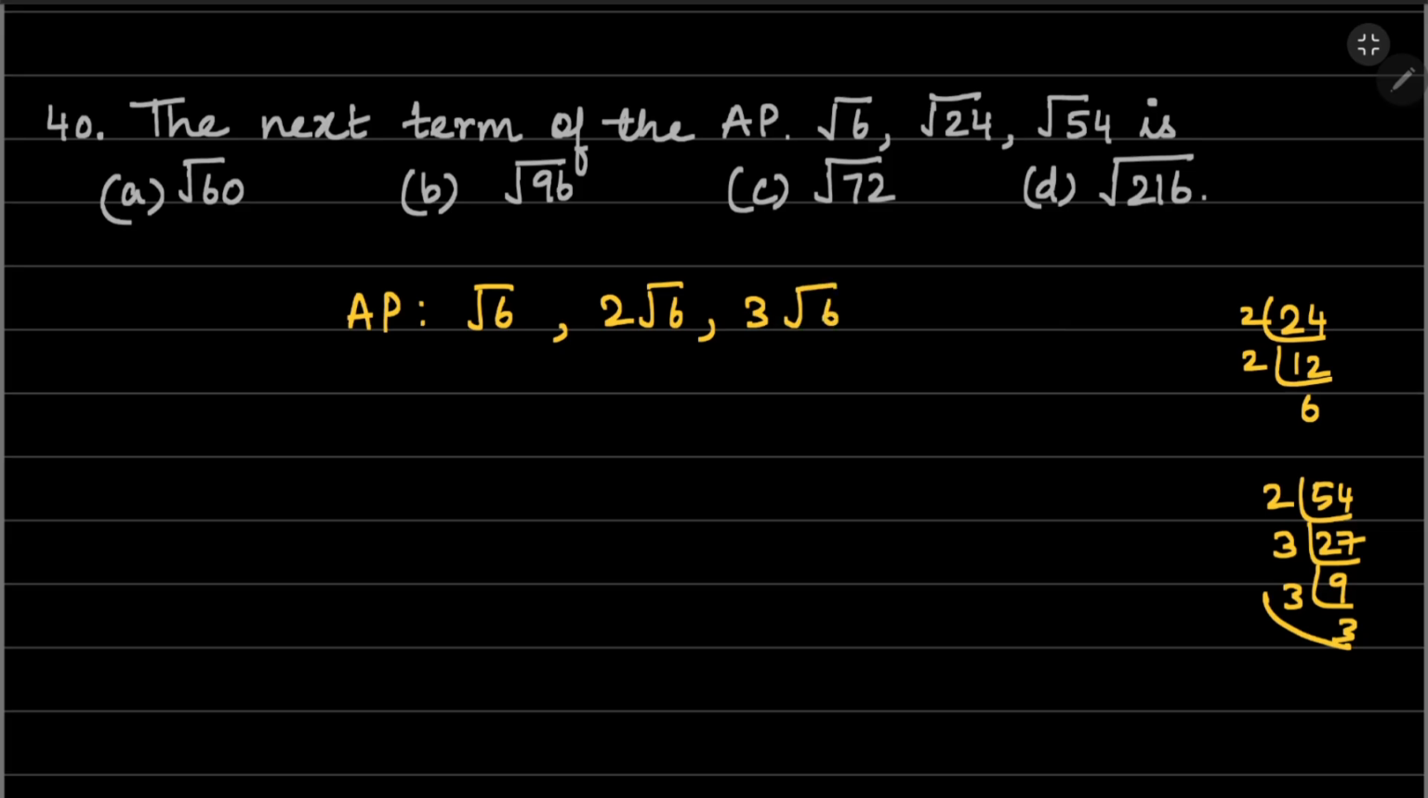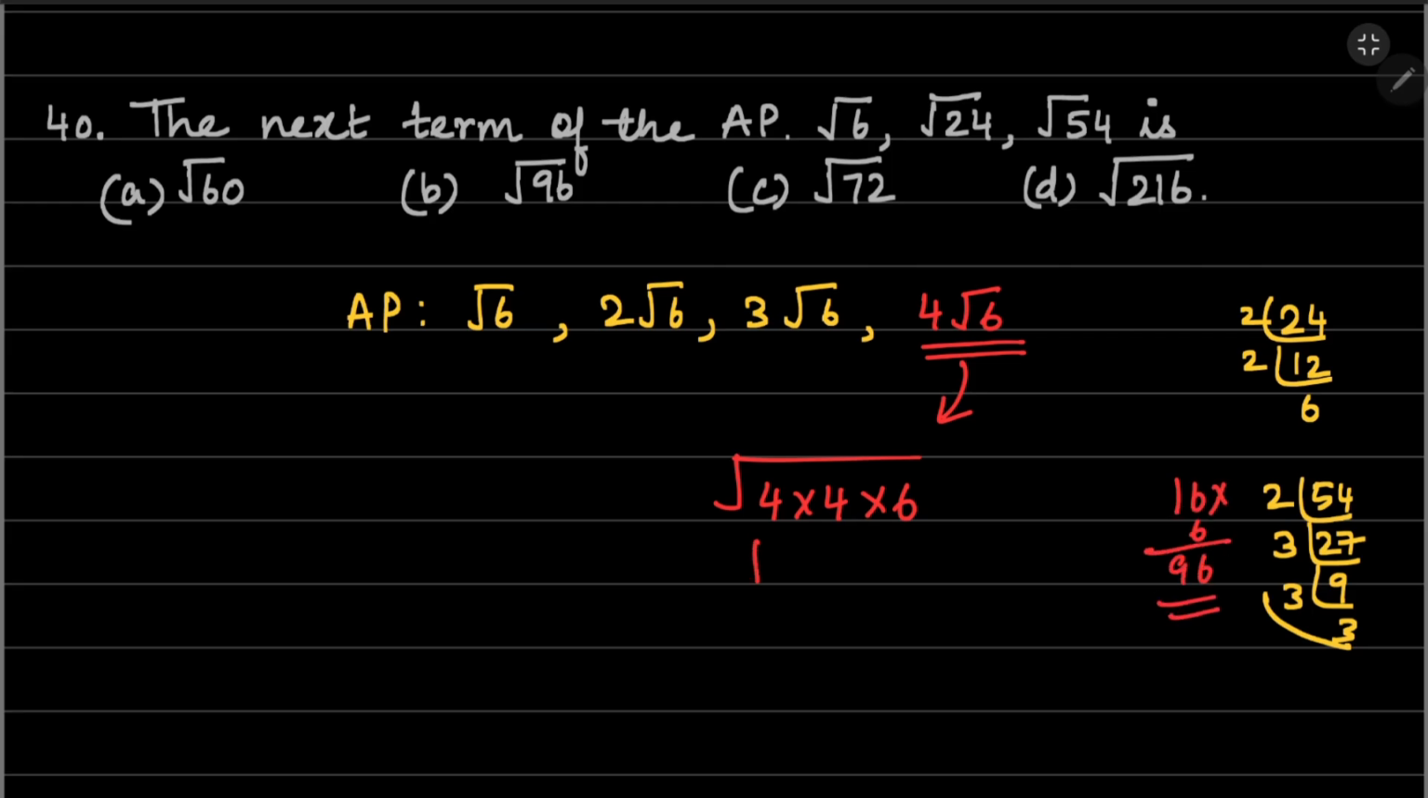So what would be the next term? The next term would be 4 root 6. Correct? But you cannot leave it as 4 root 6. You have to take it inside. So it will be root of 4 multiplied by 4 multiplied by 6. 4 4s are 16. 16 multiplied by 6 is 96. Root of 96 will be the next term. Option number B is the correct answer.